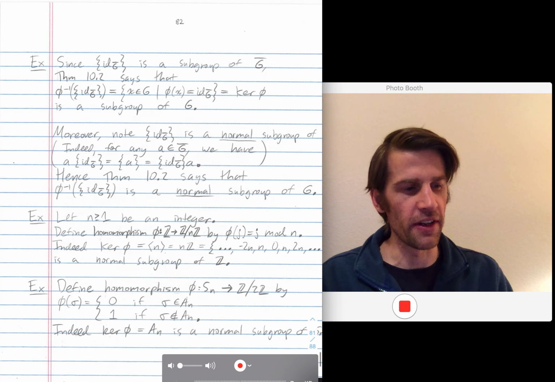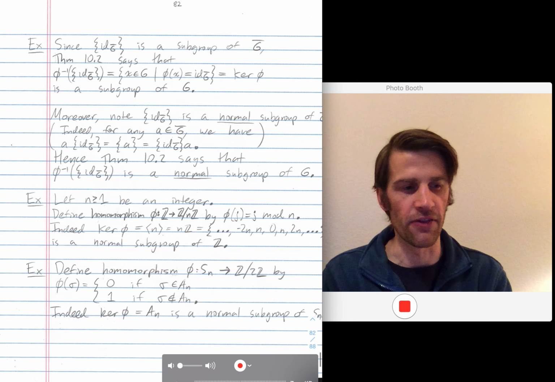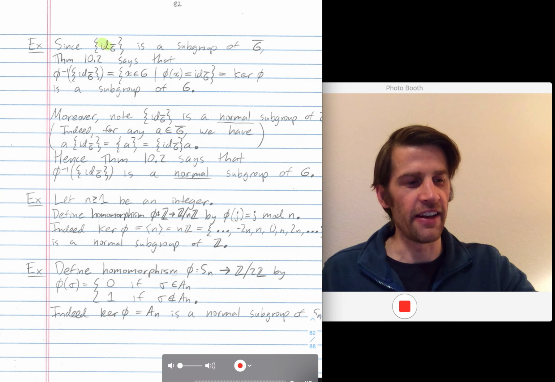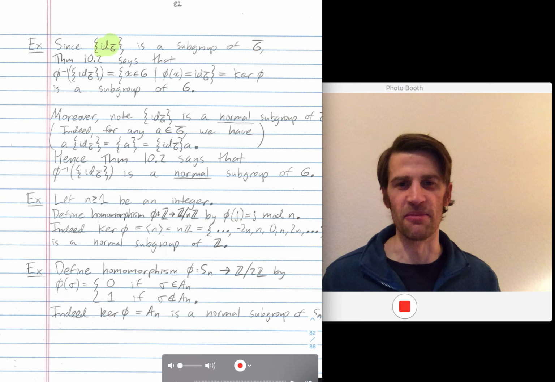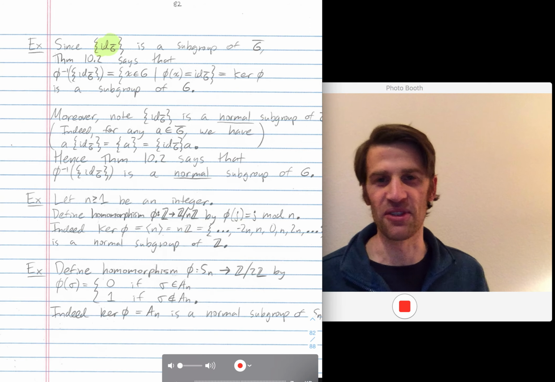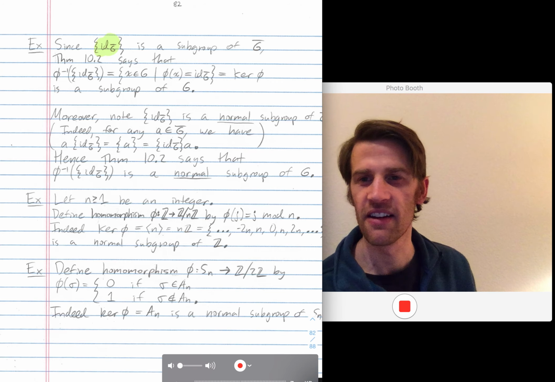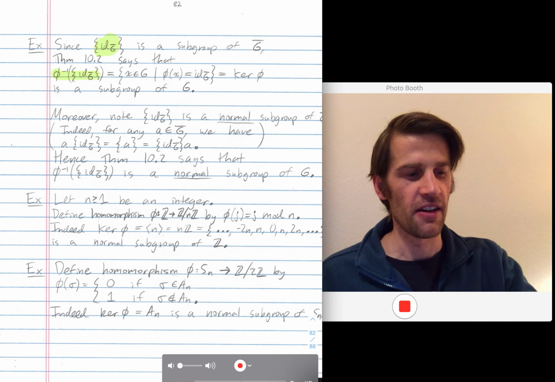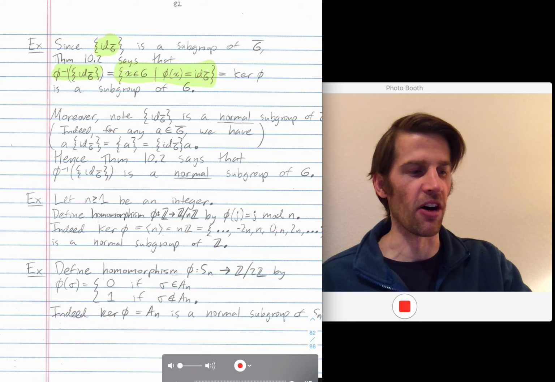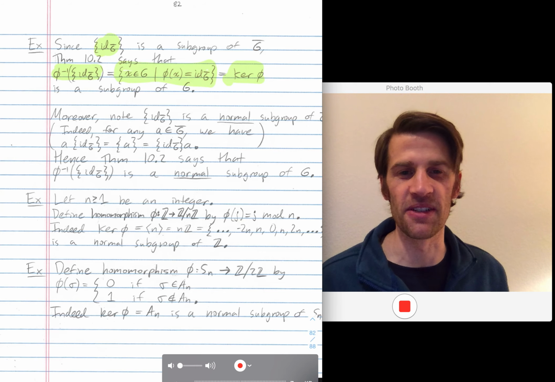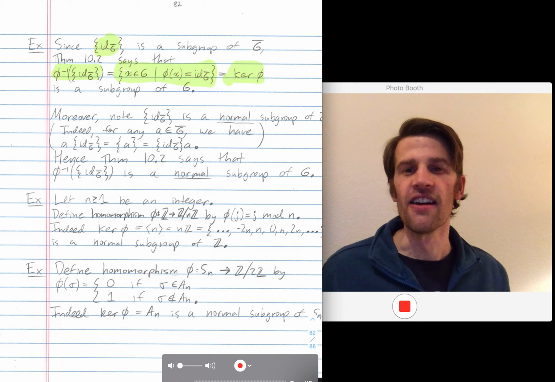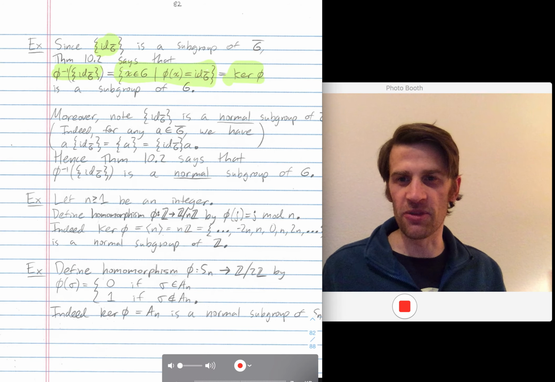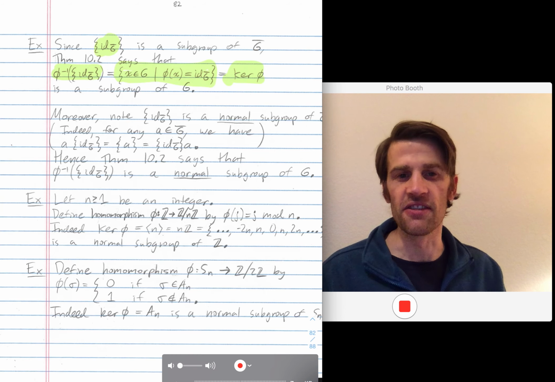The most important example of this is as follows. The identity in G bar is clearly a subgroup of G bar. It's just the simplest, most trivial subgroup you could think of. Theorem 10.2 says its preimage, the things that map to the identity in G bar, in other words, the kernel of phi, is a subgroup. This preimage, a preimage of a subgroup, is a subgroup. So the kernel is always a subgroup.